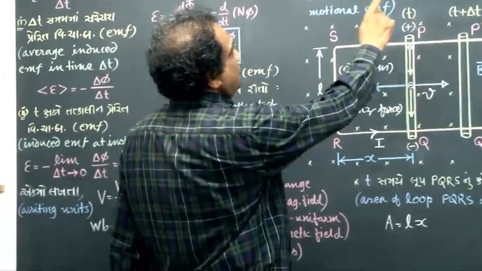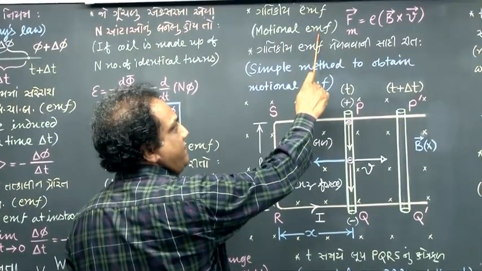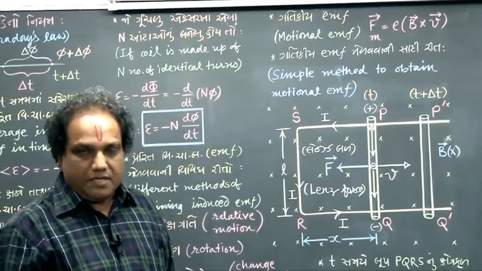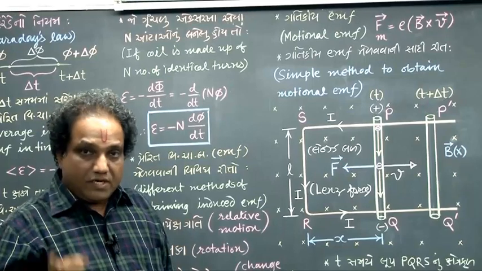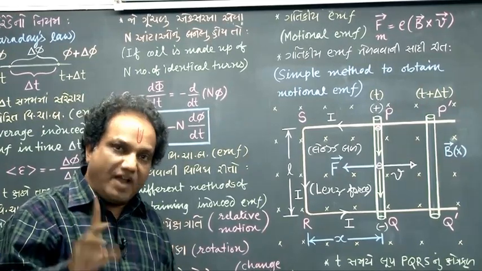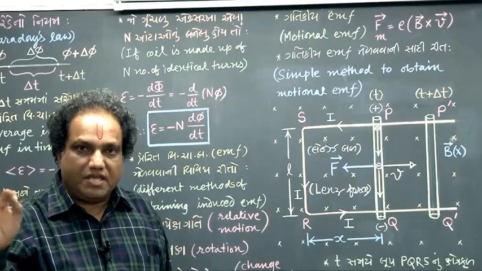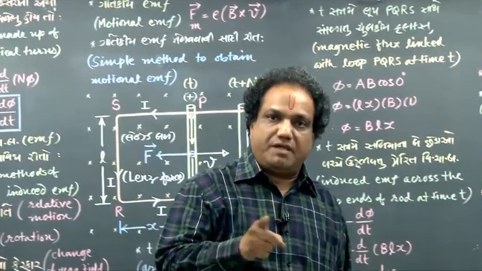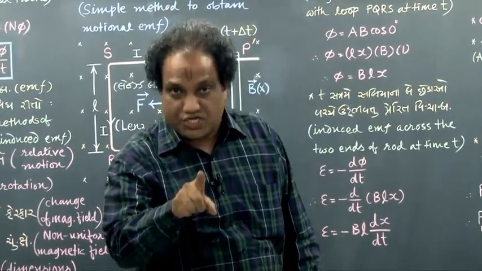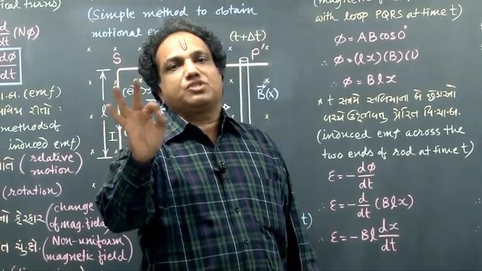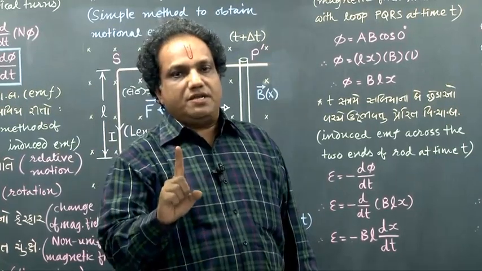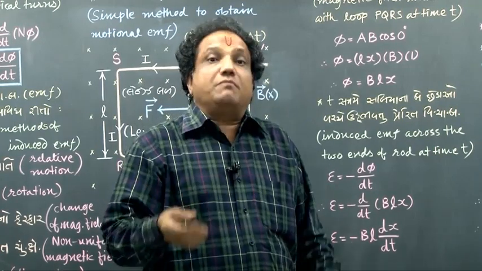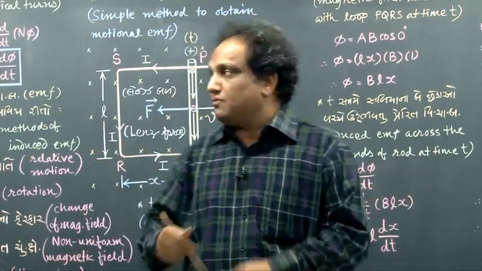Now, what is called motional EMF? Any EMF which is obtained by motion and by change of magnetic flux is known as motional EMF. EMF obtained by changing magnetic flux during the motion is called motional EMF. Now here in our syllabus we have to study one simple method whereby we can get motional EMF. I am showing you how.